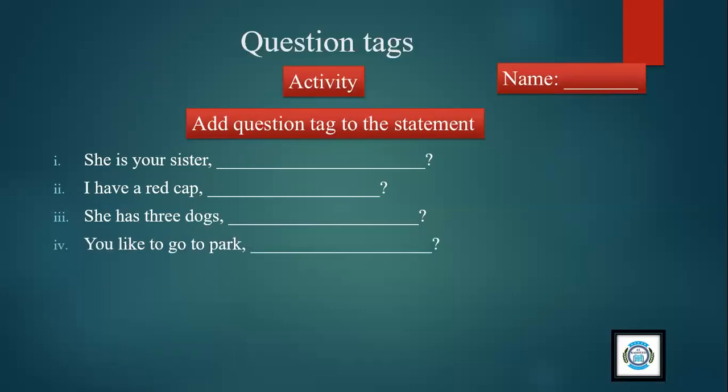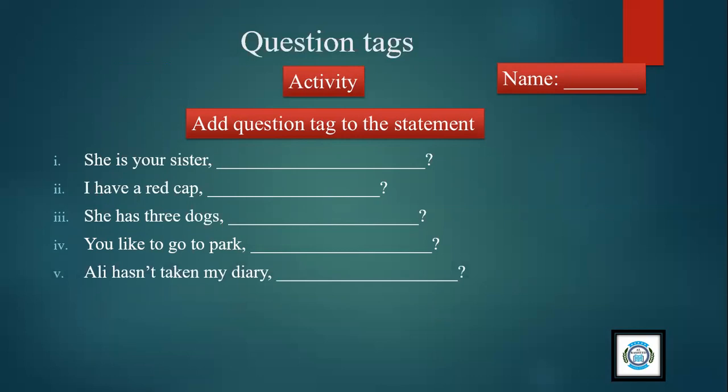You like to go to the park. Here you see there is no auxiliary. We have to add it by ourselves. Like is the present tense, so we will use do over here. Okay, you like to go to the park, don't you?